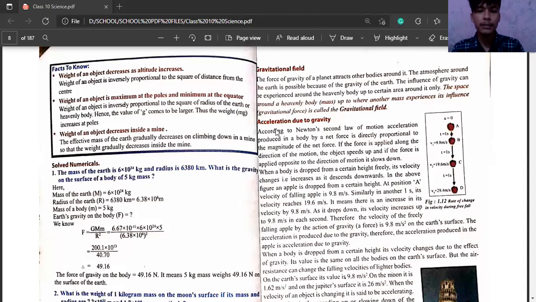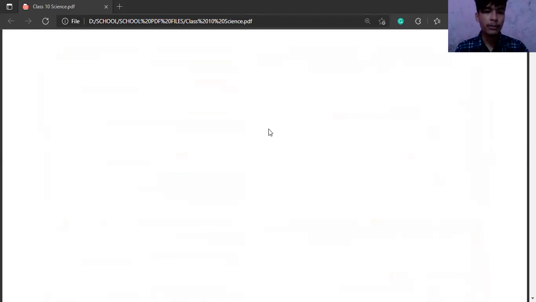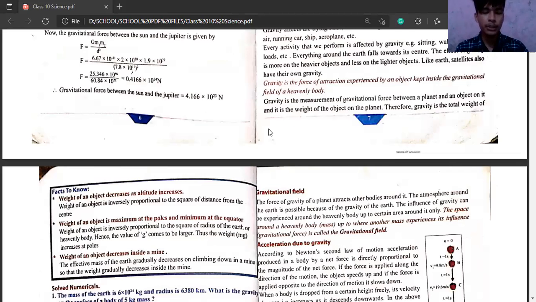Acceleration due to gravity. We have got a term here, and you may confuse this term, acceleration due to gravity, with the term universal gravitational constant. Many students become confused because they have the same symbol.